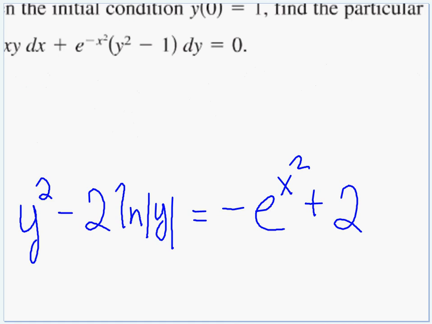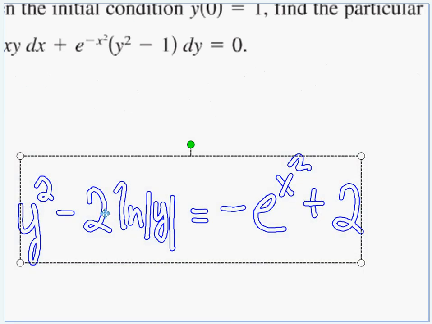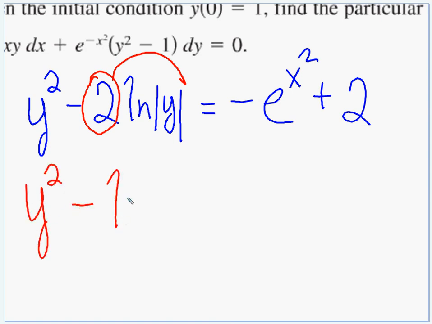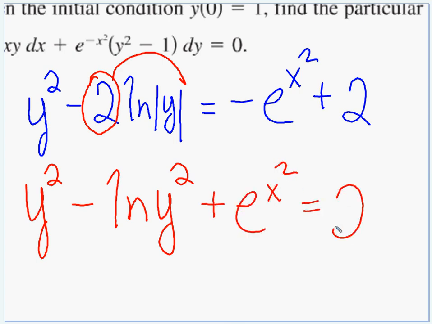And if you are on the AP test and these don't perfectly match some of your multiple choice answers, remember we can move this 2 up to an exponent, make it appear as a squared. So we could then drop the absolute value bars, minus the ln of y squared. We could add this negative e to the x squared to both sides. I guess that would make it look a little better. Have a plus e to the x squared equals 2. And I guess that's good enough.